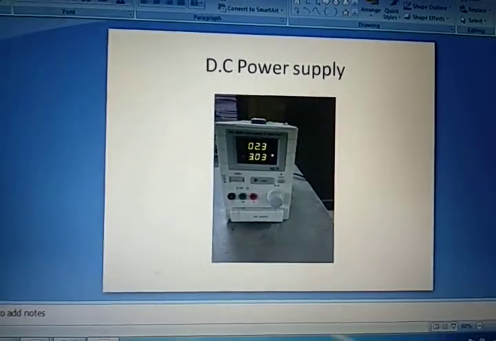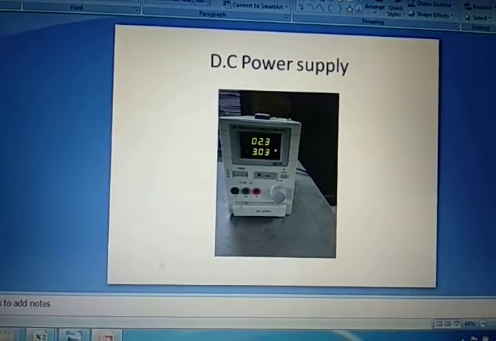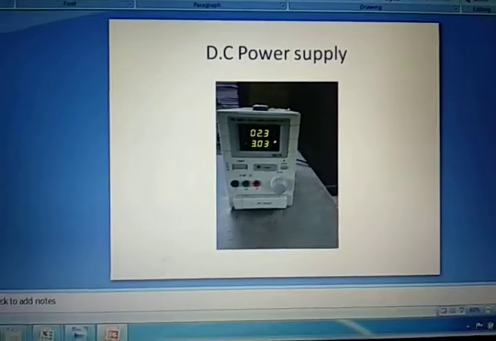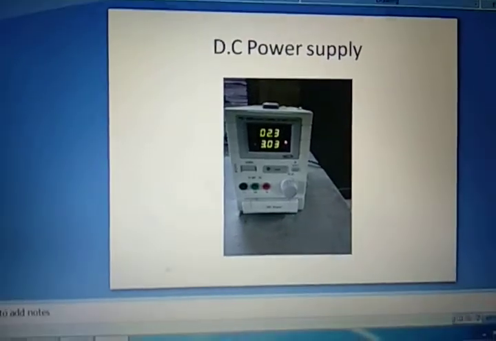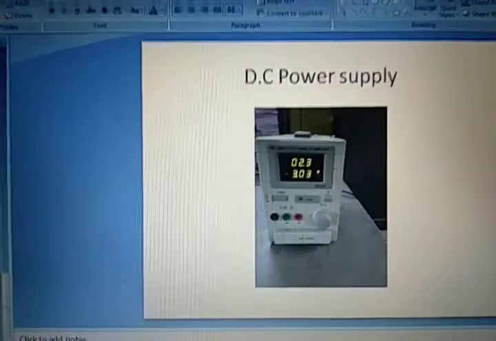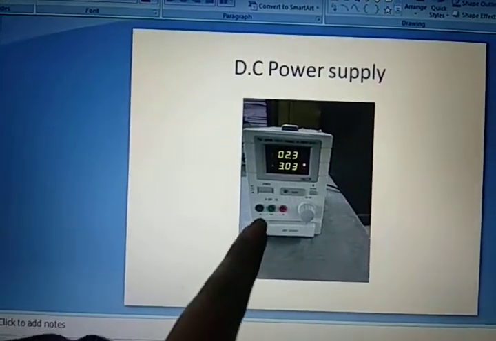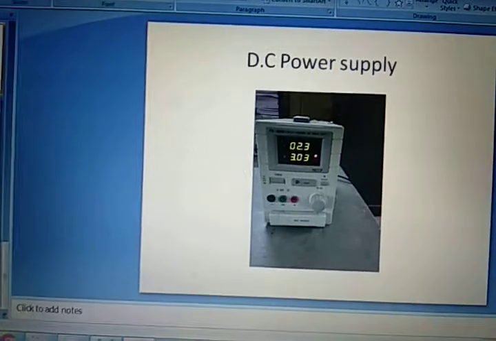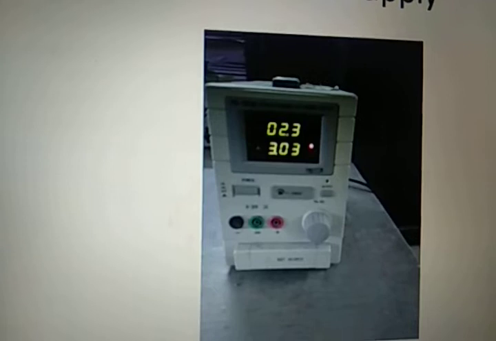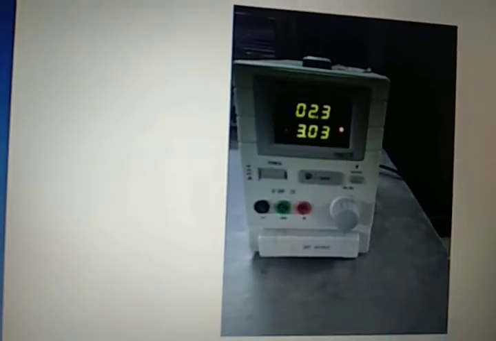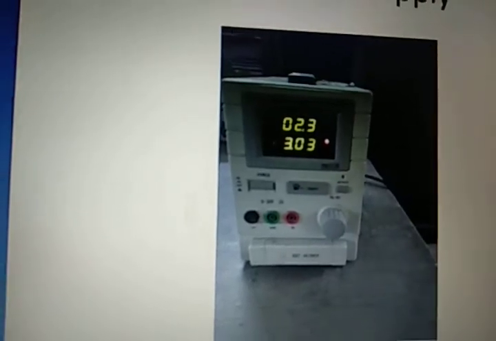And lastly, this one is the DC power supply. It is a power supply for the DC part. In this supply we can also adjust the value. This is the knob by which we can observe the value. There are some connecting ports, and from these ports we can connect. In this video, this power supply has a maximum range of 30 volts and 3 amperes.